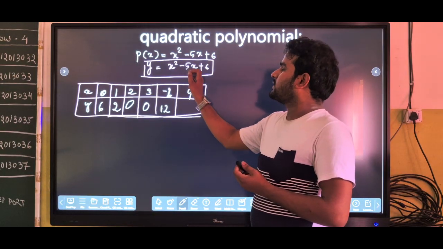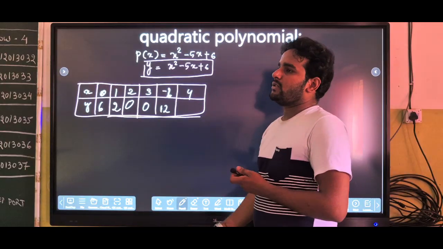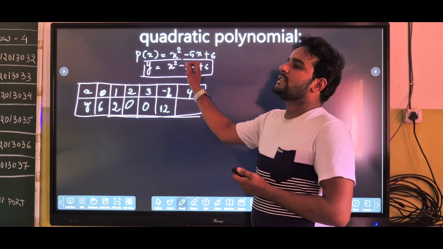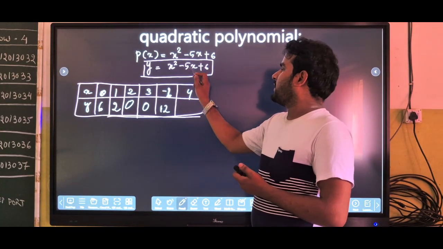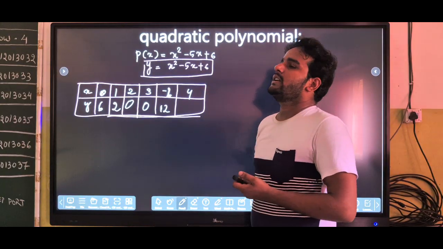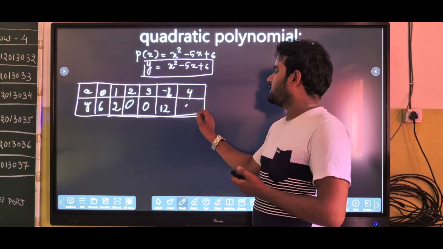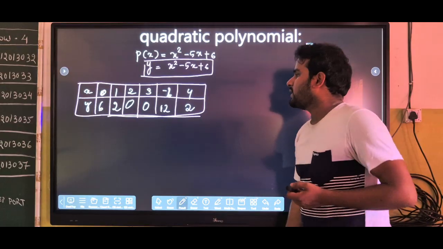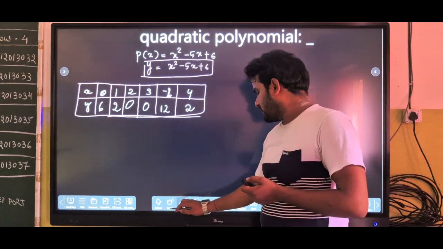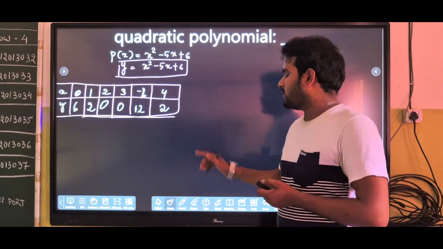Use 4. 4 square is 16, minus 5 into 4 is 20. 16 minus 20 equal to minus 4, plus 6, it is 2. So 1, 2, 3, 4, 5, 6. So I have got 6 points for this particular polynomial.